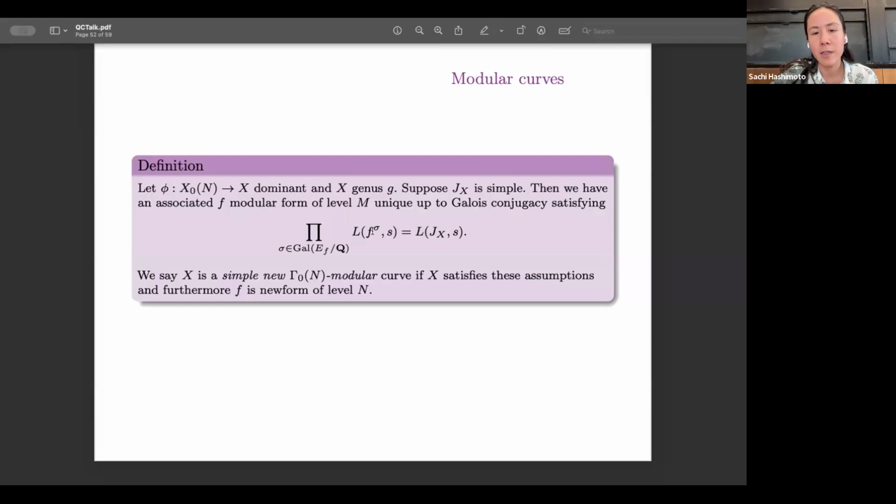And we know that the product of the L-functions of these Galois conjugate modular forms is equal to the L-function of the Jacobian. The particular case that we care about is what I will call a simple new Gamma_0(N) modular curve. If we satisfy this dominant and simple case, and furthermore F is a newform of level N, so we're requiring that the level actually be N, and that J of X lies in the new part of the Jacobian, those are the additional requirements.